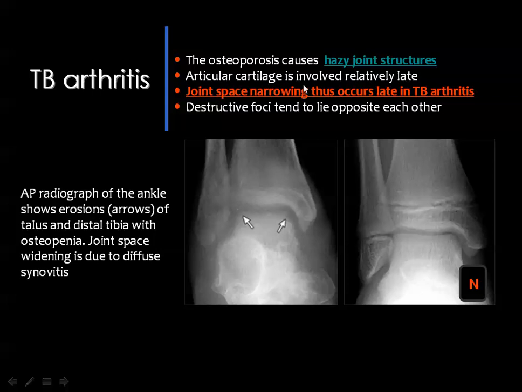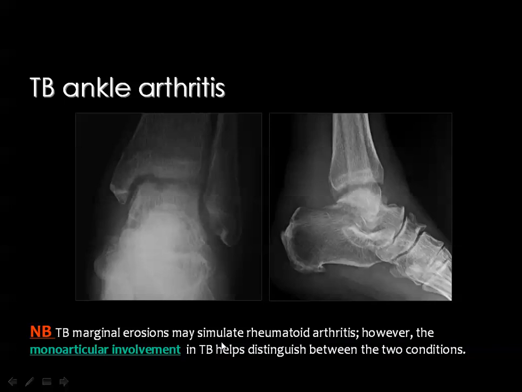The articular cartilage is involved relatively late, so joint space narrowing is also late in TB arthritis compared to pyogenic arthropathies. And this is also an example of TB arthritis in the ankle. You can see the hazy appearance of the dome of the talus as well as the articular surface of the tibia.